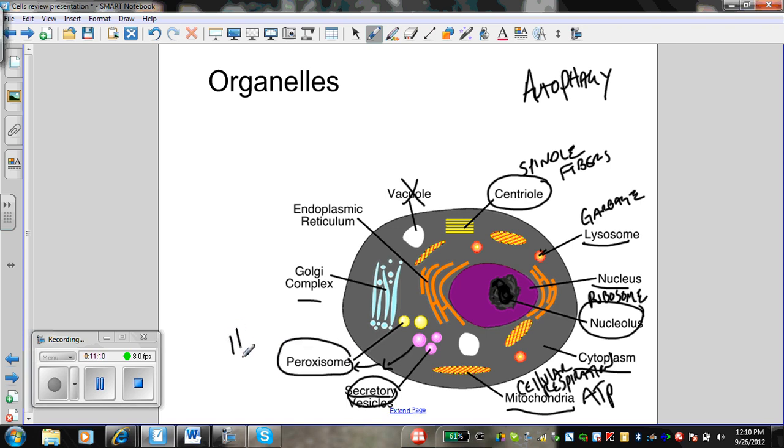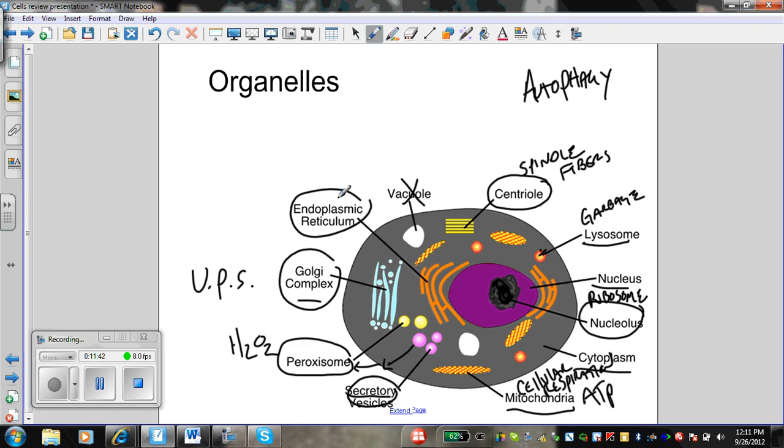Peroxisomes contain H2O2. Their purpose is to detoxify compounds, so something that might be bad in your body. Peroxisomes will take in that component and detoxify it so that the cells and the rest of the body do not get harmed. Golgi is kind of like UPS. It's the packager. So it gets the products from the endoplasmic reticulum, specifically the rough endoplasmic reticulum, packages them up, throws them in a secretory vesicle, and then punches it outside the cell so that it can be used.